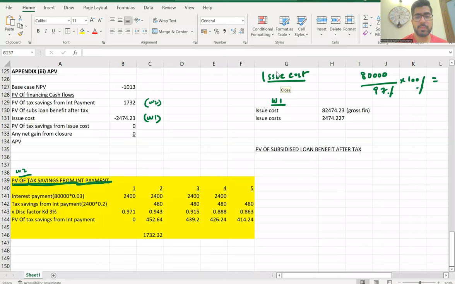Manmi, how is that possible? If the subsidized loan amount is different, the subsidized loan benefit is only on the subsidized loan portion, not the whole portion. Okay. Now do it like this. To get the subsidized loan benefit after tax, first find the subsidized loan benefit here.